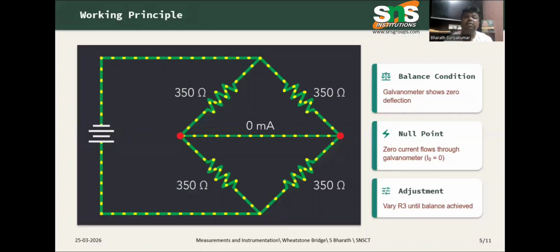So the working principle of a Wheatstone's bridge: the balance condition is the main concept. The galvanometer should read 0 deflection, that is, 0 current flows through the galvanometer. When does this current become 0? When we vary the variable resistance R3 until the balance between all 4 resistances, that is, the bridge balance condition, is arrived at.